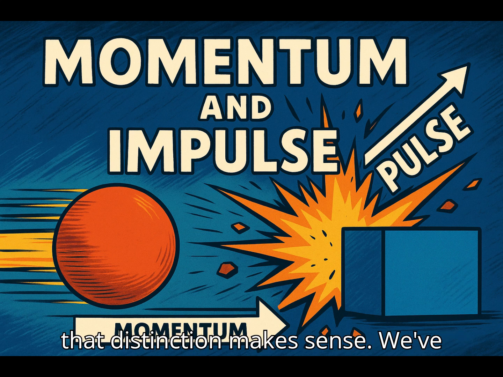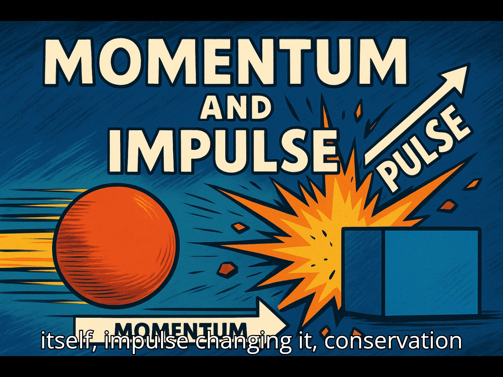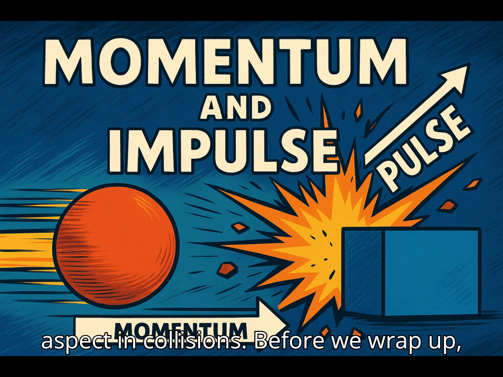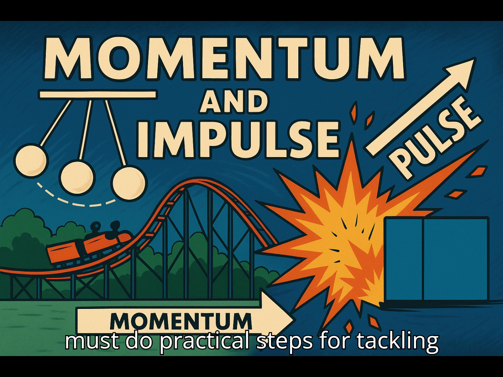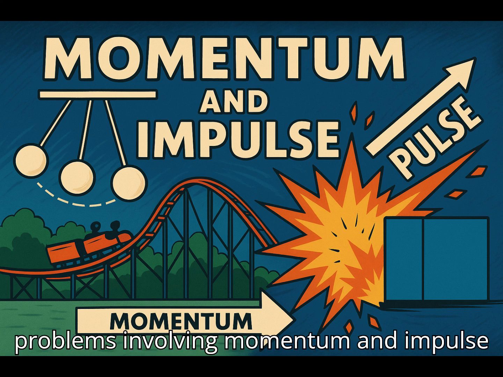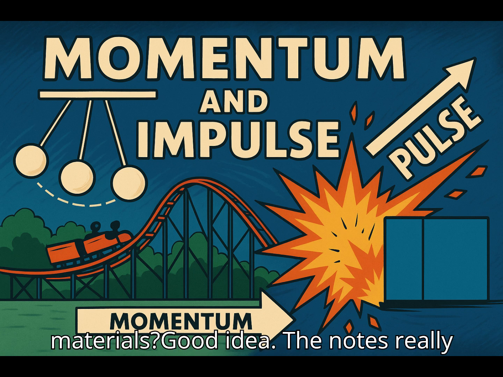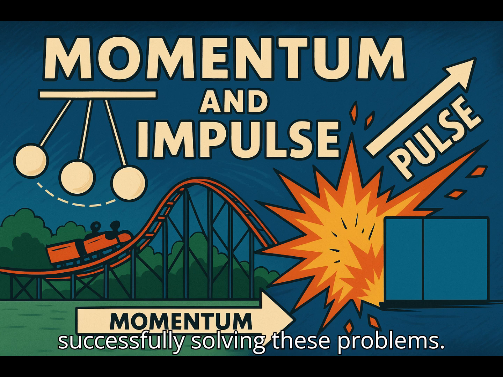Okay, that distinction makes sense. We've really covered a lot here. Momentum itself, impulse changing it, conservation in isolated systems, and the energy aspect in collisions. Before we wrap up, let's distill this. What are the absolute must-do practical steps for tackling problems involving momentum and impulse based on everything we've seen in the materials? Good idea. The notes really emphasize a few key things for successfully solving these problems.